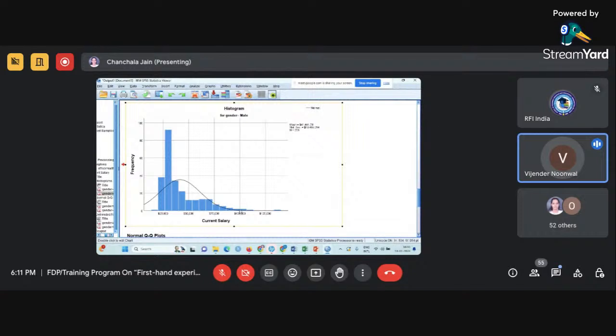How do we say, ma'am, that it is positively distributed? Will you please tell me again? How is the income equally distributed? Yes, as you see, the income in male and female, the maximum earning is between 25,000 to 50,000, and then fewer people are getting higher salary, right? Yes, yes.